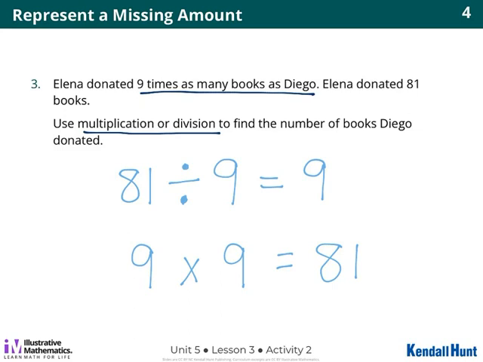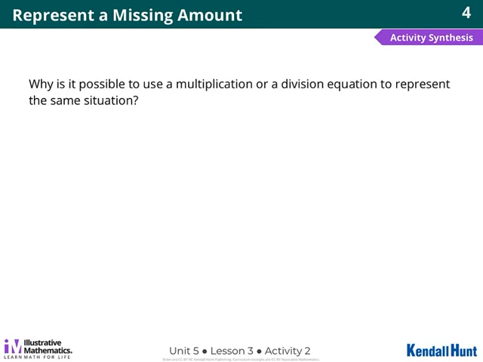Okay, let's see if we have an activity synthesis. We do! Why is it possible to use a multiplication or a division equation to represent the same situation? Jerica. It's possible because you can do 81 divided by 9 is 9. And then if you do 9 times 9 is 81. They both work.